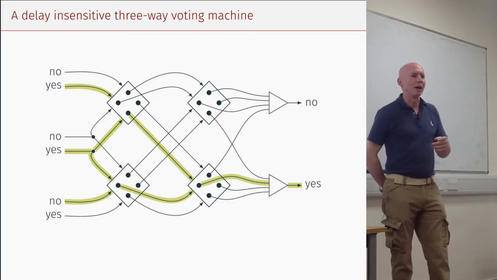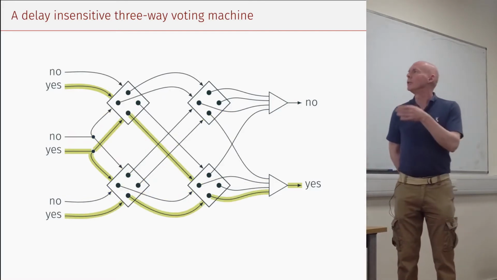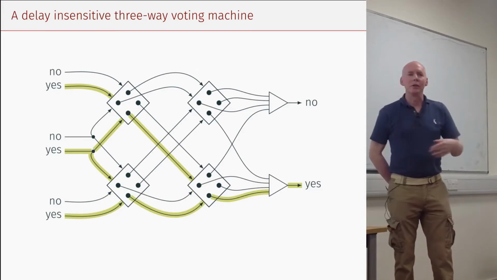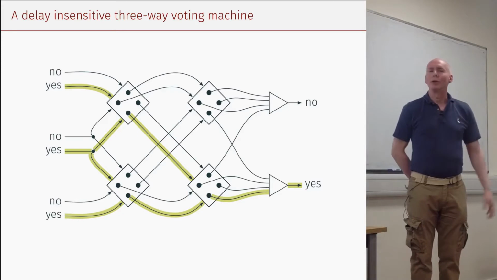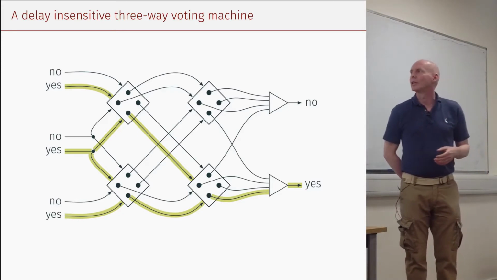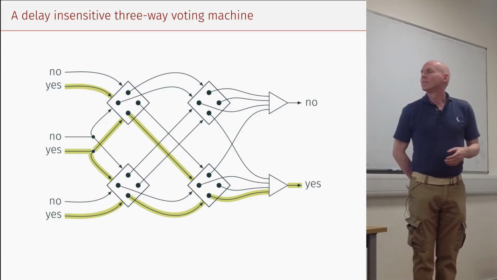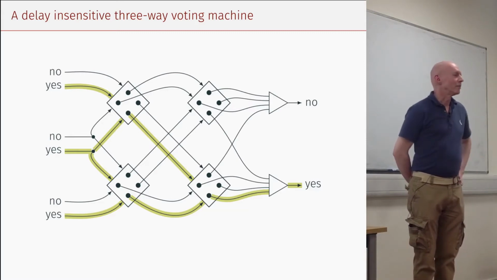The point that was made is a very good one. You would need what we call a dual rail channel to do a voting machine properly in this style of circuit design. So there's that.